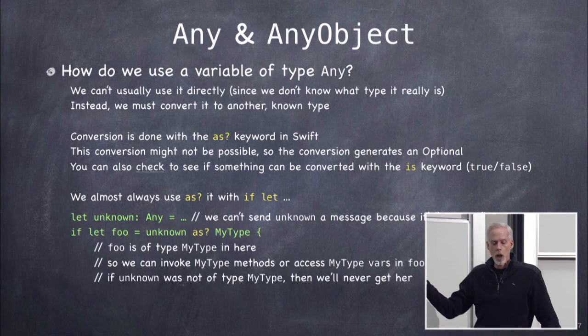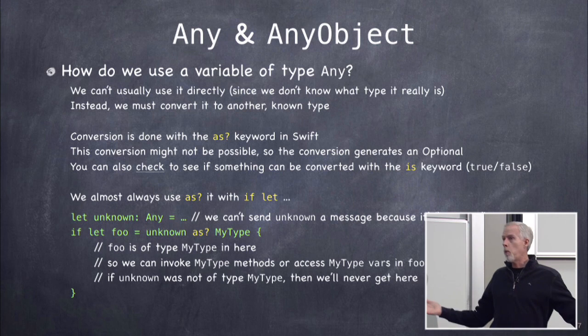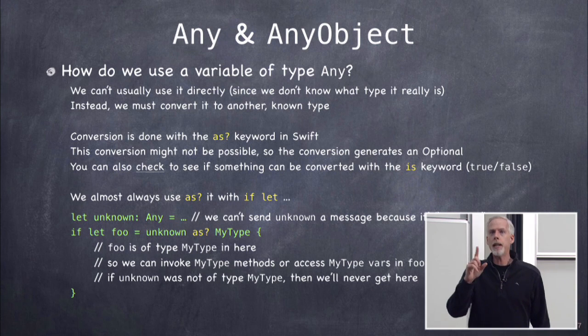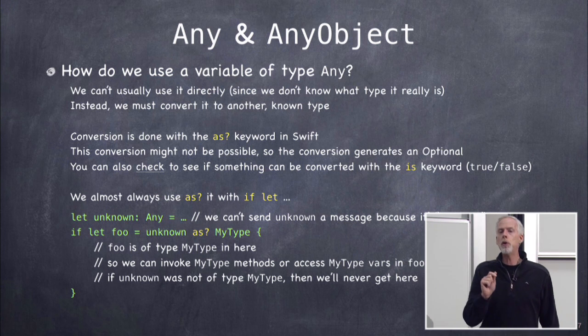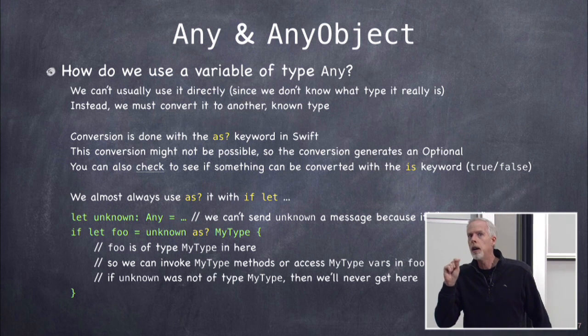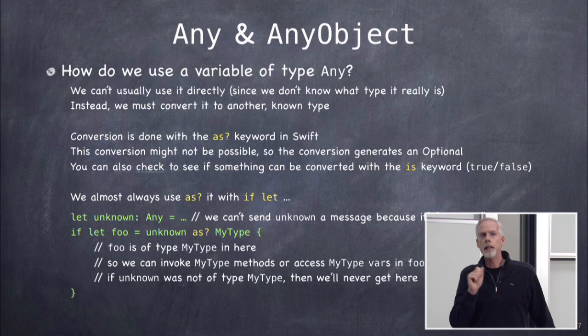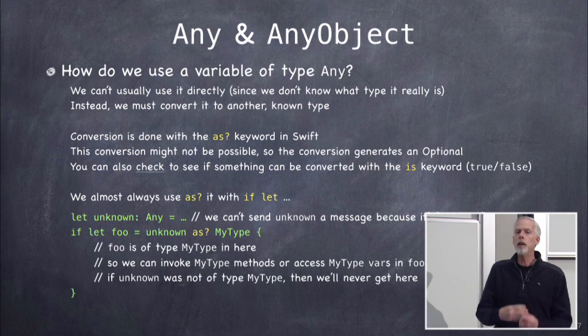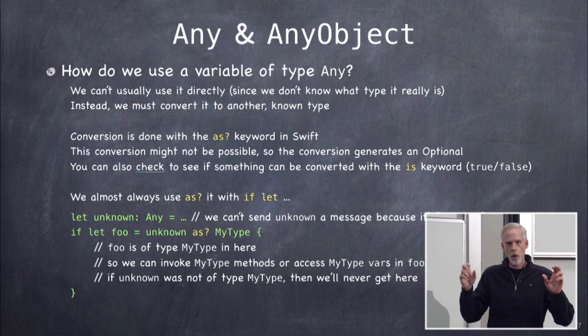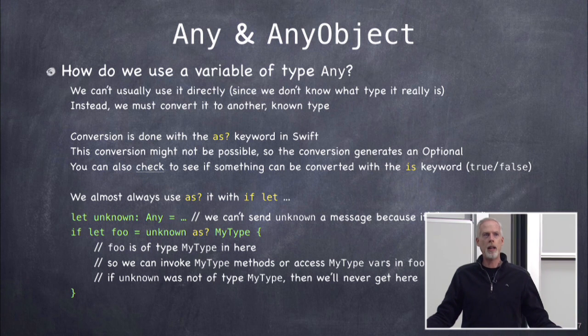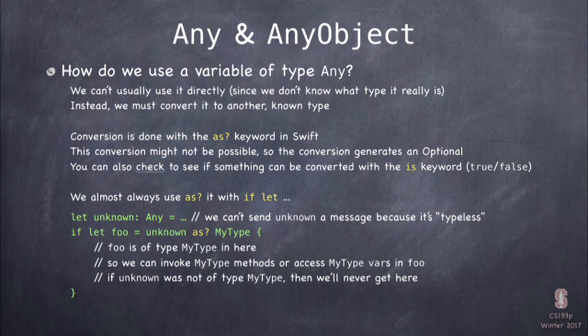So if I had some variable unknown, which is of type any, so I don't really know what it is, but I think it might be my type. I'm not sure, but I think that might be my type in there. So I can say if let foo equals unknown as my type. Then inside there, foo is now going to be unknown, but as my type, okay? And so I will be able to send foo whatever my type understands, methods and vars. Got it? So that's how we use it. We use this as. It's called casting.